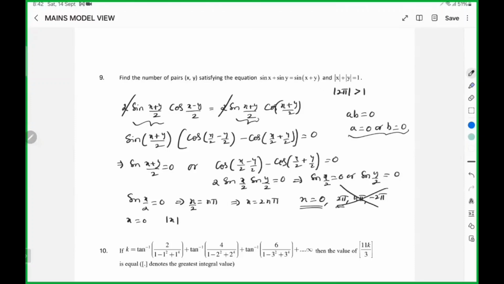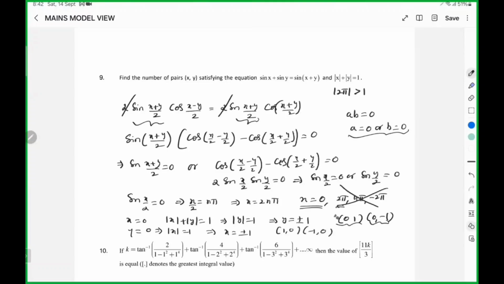Substituting in the equation, we get mod y becomes 1. That means y is plus or minus 1. From here I can say you have two ordered pairs as solution. Similarly, for y is 0, you get x as plus or minus 1. You have two more solutions. So finally here, in two distinct cases, you have totally four solutions. There is one more case.